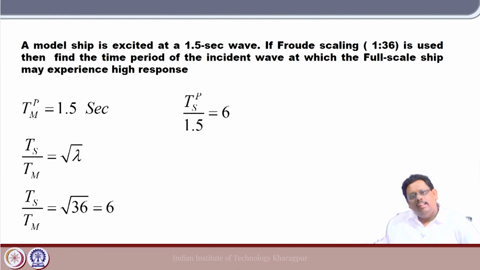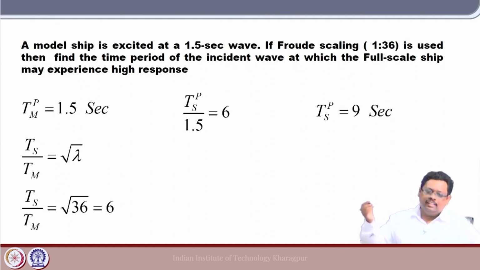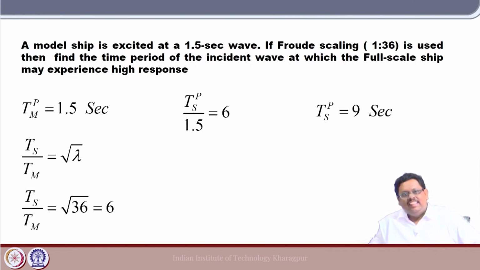And then we understand that the time period of the real ship divided by 1.5, the time period for the model scale, should be equal to 6. Therefore, we can find out that in the real ship a 9 second wave can cause a high response. I can't say whether it is damage or not at that particular point, anyway. So, this is how we can solve some problems using the Froude scaling.